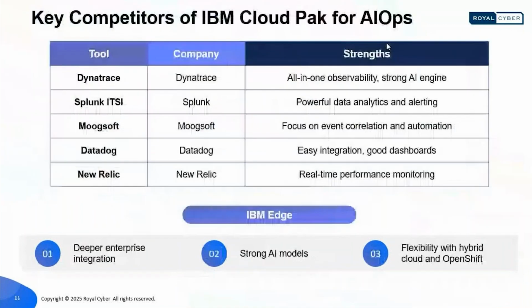These are the key competitors. There are competitors in the market, but definitely AIOps has the edge over those. This is deeper enterprise integration. AIOps has strong AI models, and flexibility with hybrid cloud and OpenShift. Whether it is on-prem, cloud, or hybrid, it can support all those environments. In the table, we have given the key competitors: Dynatrace, AppDynamics, Splunk, Datadog, New Relic. All those are the competitors.